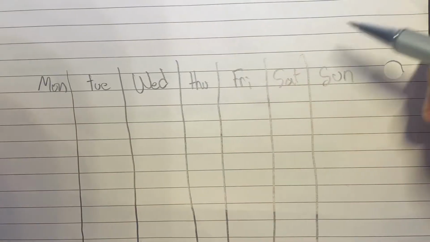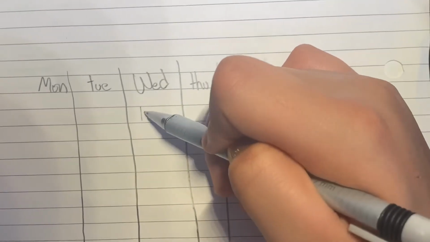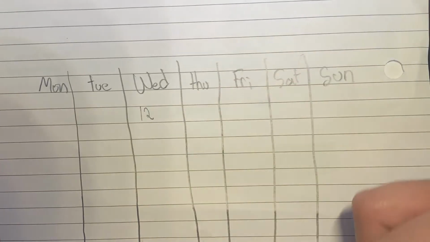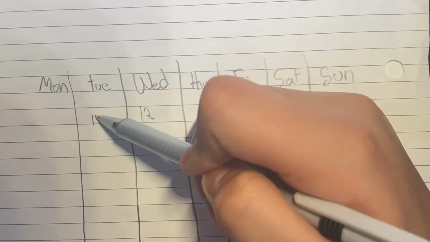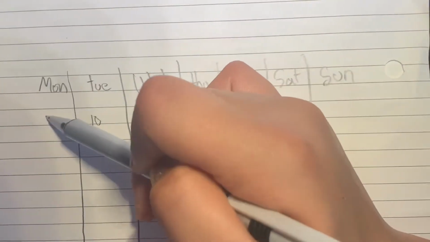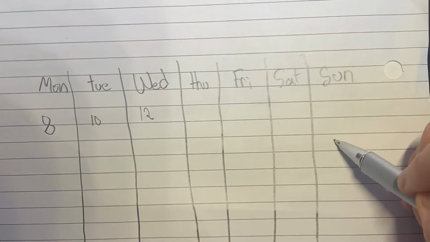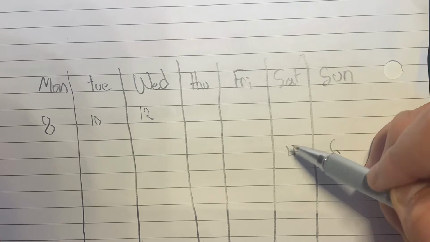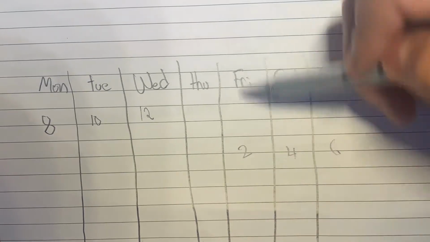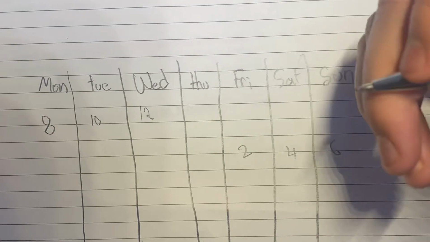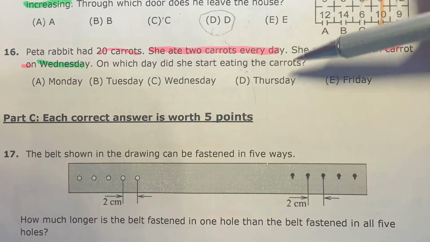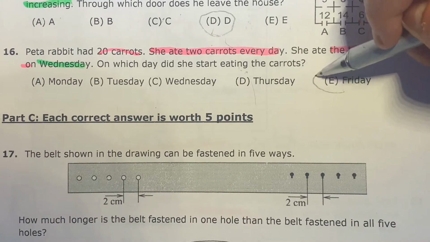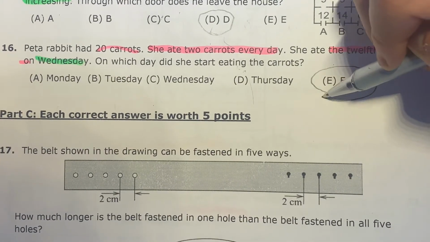Peter Rabbit ate the 12th carrot on Wednesday, and the previous day, which is Tuesday, she ate the number 10 carrot. So we're gonna go like this: 8, 6, 4, and 2. So she started eating on Friday because they said that she eats 2 carrots daily. So it's Friday. Our answer we found is Friday. So it's Friday, E, for the question number 16.